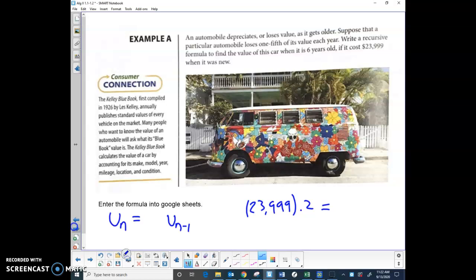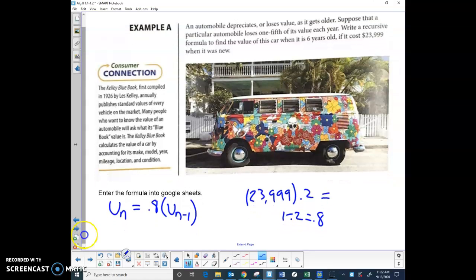It's actually worth the opposite of this, so 1 minus 0.2. It's worth 80% or 0.8 of our starting value from the year before. So this 0.8 is what's going to go in front of our u sub n minus 1. This is going to be our recursive formula. We are starting at year 0 when it's brand new, at a cost of $23,999, and then year 1. We want to find out the value when it's 6 years old.